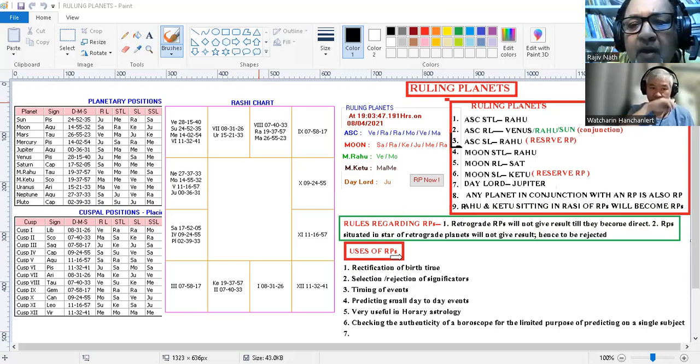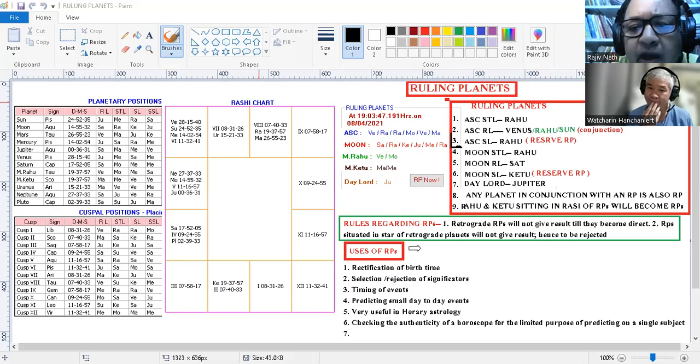Now rules regarding ruling planets. Retrograde RPs will not give results till they become direct. This we studied last time. RPs situated in the star of retrograde planets will not give result, hence to be rejected. I have my reservations on this. As we go along, we'll talk about this.